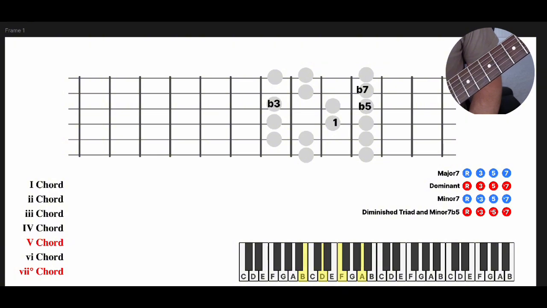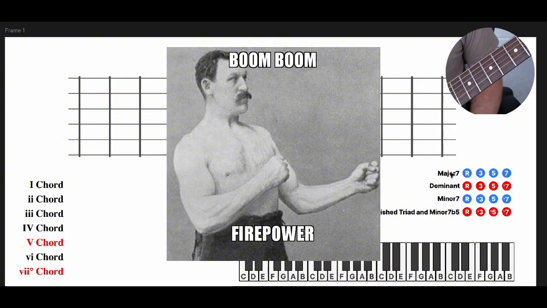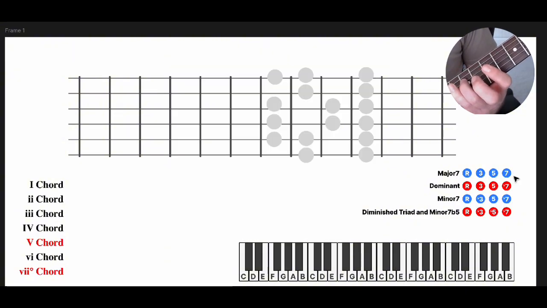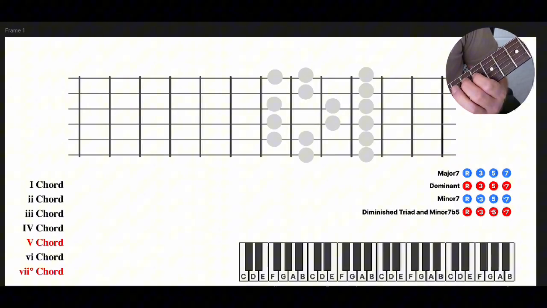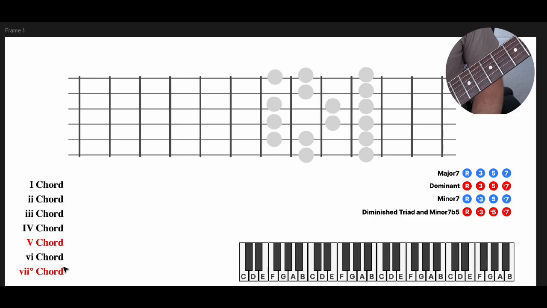Now, what I wanted to look at here is how we can step through these. This is the only thing that you need to remember to get a ton of improv firepower out of. We have major 7, root 3, 5, 7. To make this dominant, you just flat the 7: root 3, 5, flat 7. To make that minor, you flat the 3rd: root flat 3, 5, flat 7. And then to get to our minor 7 flat 5, we flat the 5. And that gives us how to play all of the chords that belong to a major key.